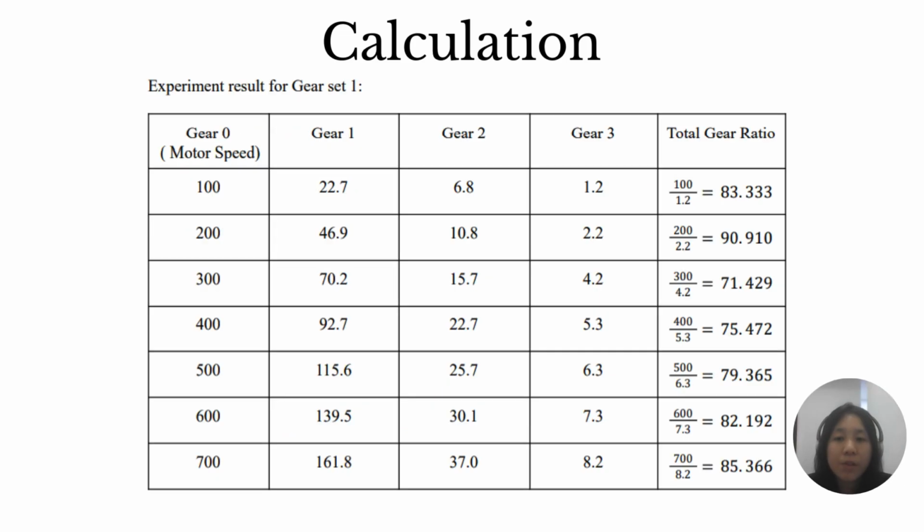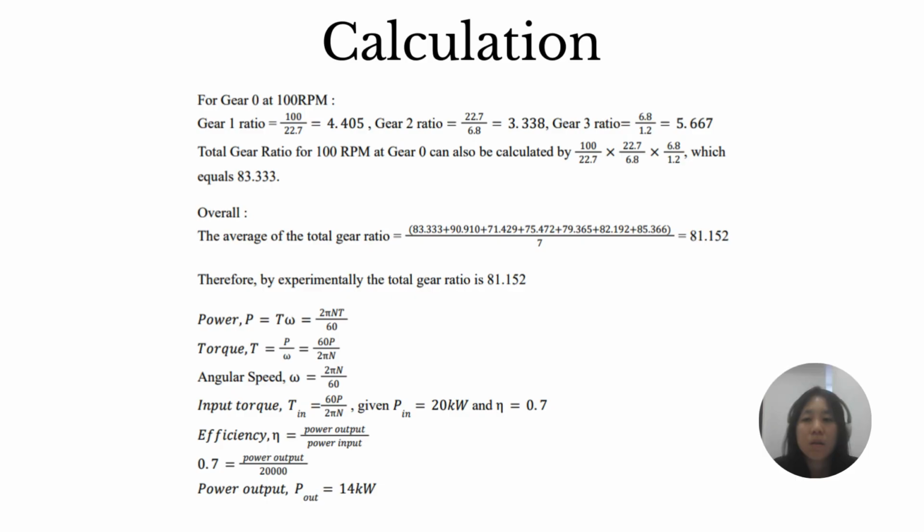After the theoretical calculation, we need to calculate the total gear ratio for each motor speed from 100 RPM to 700 RPM. How to calculate? Just use the first gear, which is the motor speed, divided by gear 3. Then you get the total gear ratio for each speed. So let's calculate the average total gear ratio for all speeds. First, we have to calculate the total gear ratio for each motor speed.